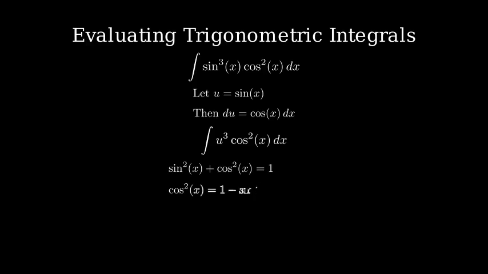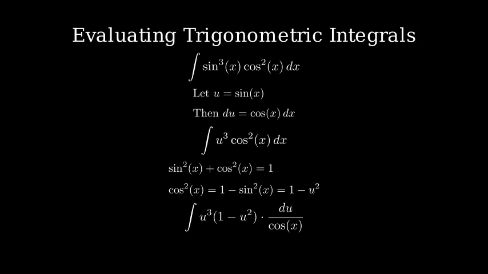Step 2. Let's use a Pythagorean identity to help us. We know that sin² x plus cosine² x equals 1. Solving for cosine² x, we get cosine² x equals 1 minus sin² x, or in terms of u, 1 minus u². Step 3. Let's substitute this back into our integral.